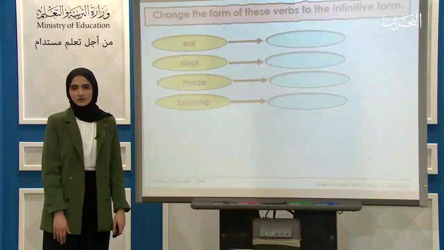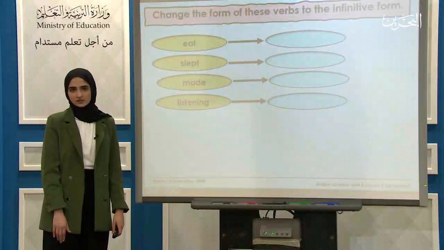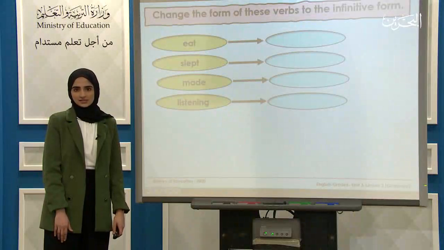Now we will start with the first activity. Change the form of these verbs to the infinitive form. You have 3 minutes. You can write the answers on your small board.